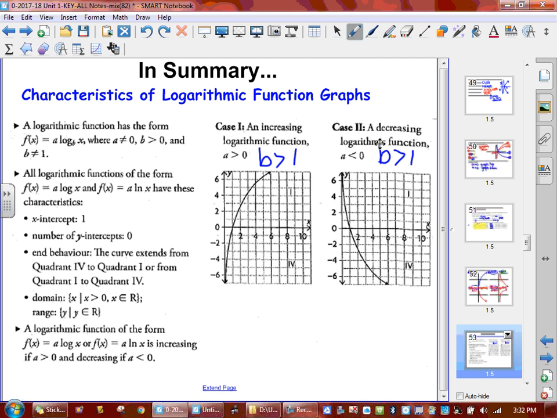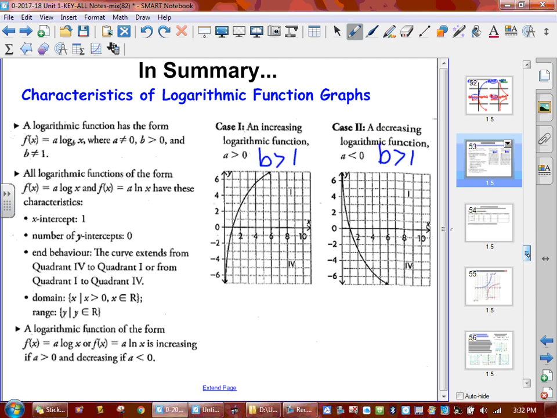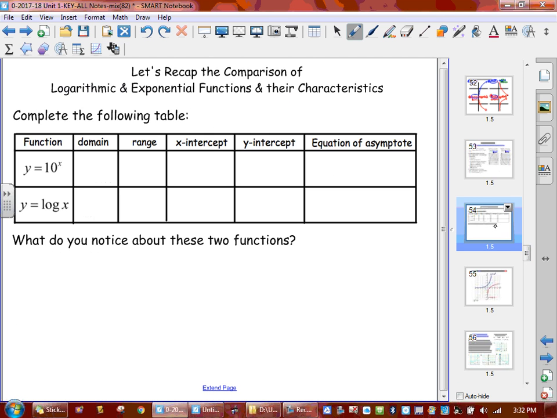Okay. One last summary chart. Let's see if we can put it all together. So, this is exponential, and as we know, this is a log graph. So let's fill in our exponential. Domain, x ∈ R. Range, y greater than 0. X-intercept, none. Never, never. Y-intercept, 0, 1, or it is the a value for exponential. And the equation of the asymptote is y equals 0 because it's the x-axis.